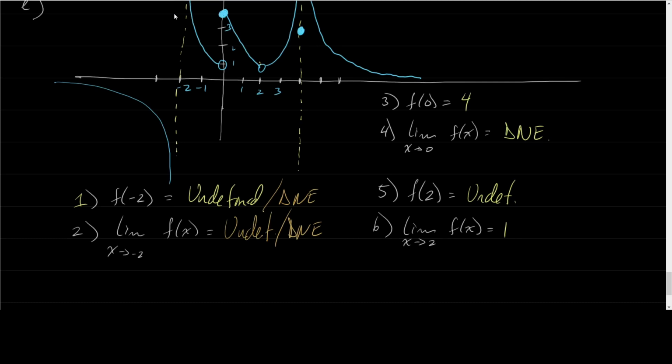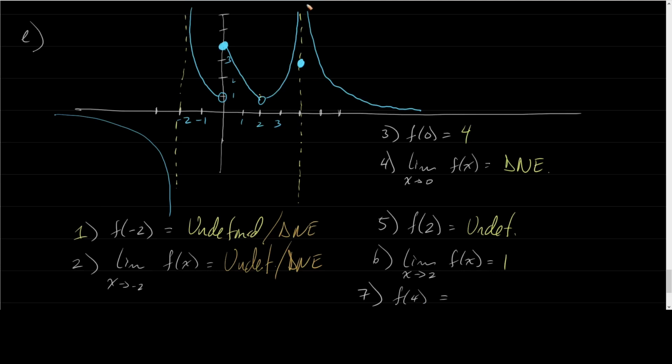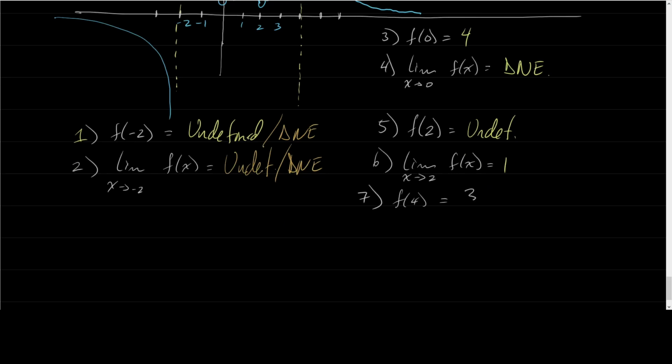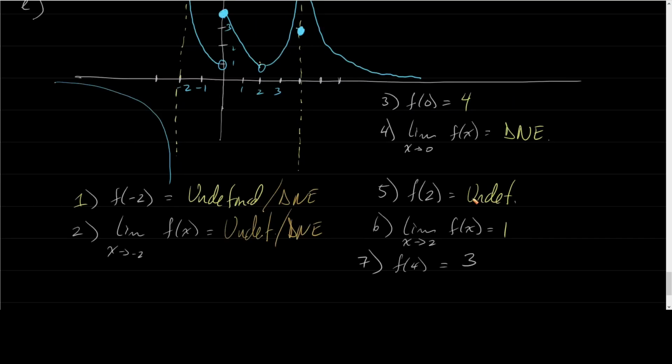Maybe I'll fit 2 more questions here. I could also ask, what is f of 4? At 4 we have an actual value there. There's a vertical asymptote, but we actually have a value there. So the actual value of f of 4 would be at this height of 3. I should have done that in yellow. So f of 4 is 3.